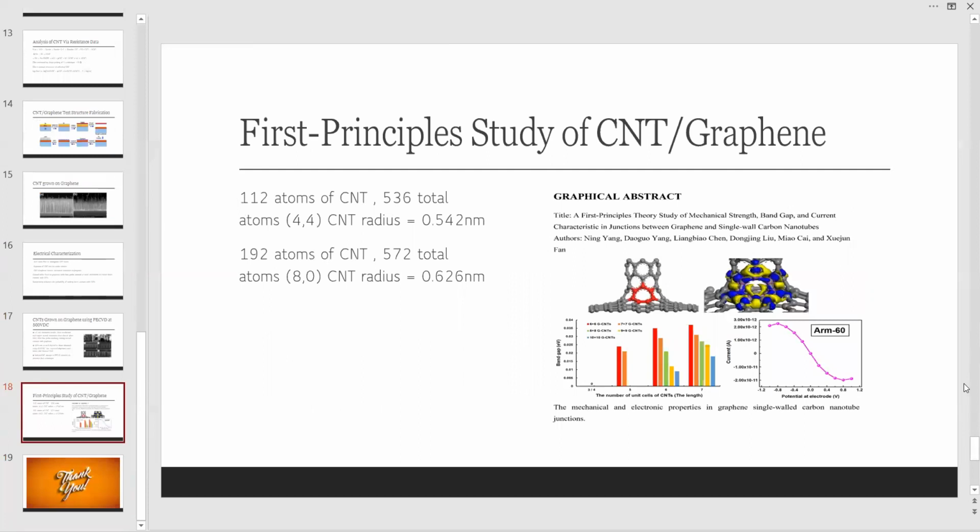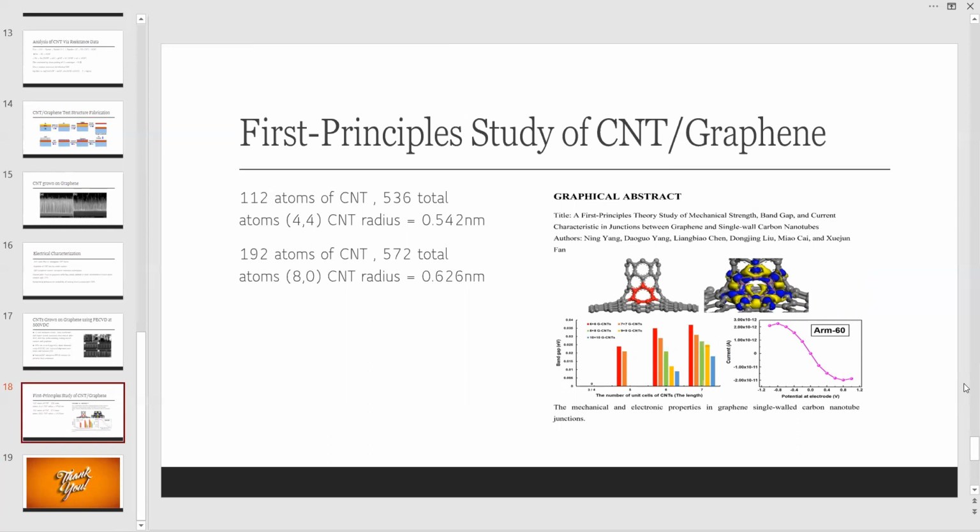First principles study of CNT graphene. 112 atoms of CNT, 536 total atoms, 4,4 CNT radius equal to 0.524 nanometer. 192 atoms of CNT, 572 total atoms, 8,0 CNT radius equal to 0.626 nm. Graphical abstract.